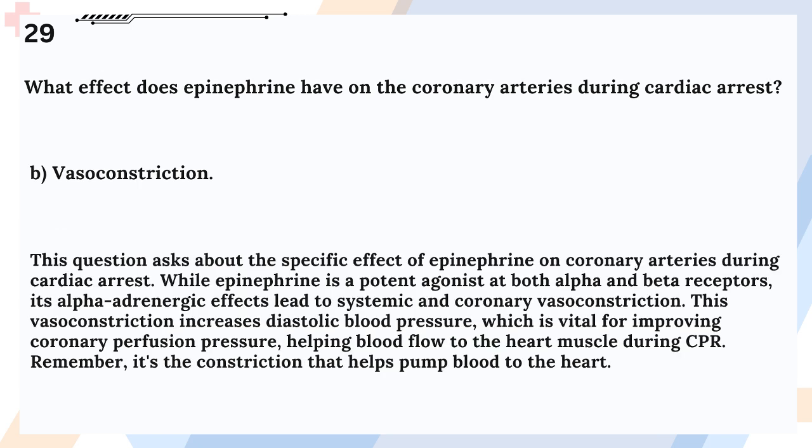Answer: B. Vasoconstriction. This question asks about the specific effect of epinephrine on coronary arteries during cardiac arrest. While epinephrine is a potent agonist at both alpha and beta receptors, its alpha-adrenergic effects lead to systemic and coronary vasoconstriction. This vasoconstriction increases diastolic blood pressure, which is vital for improving coronary perfusion pressure, helping blood flow to the heart muscle during CPR. Remember, it's the constriction that helps pump blood to the heart.